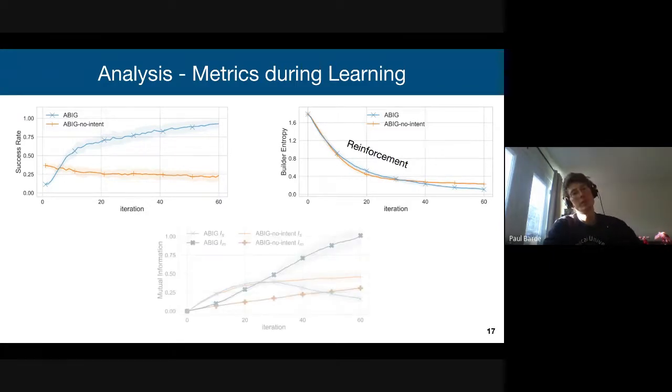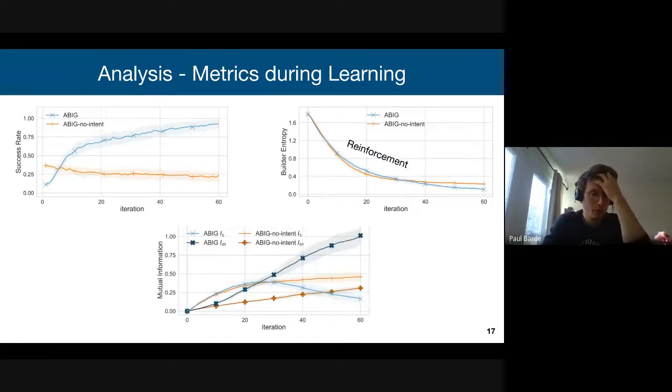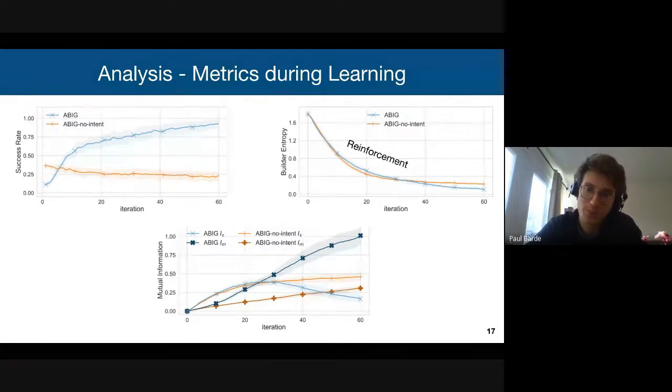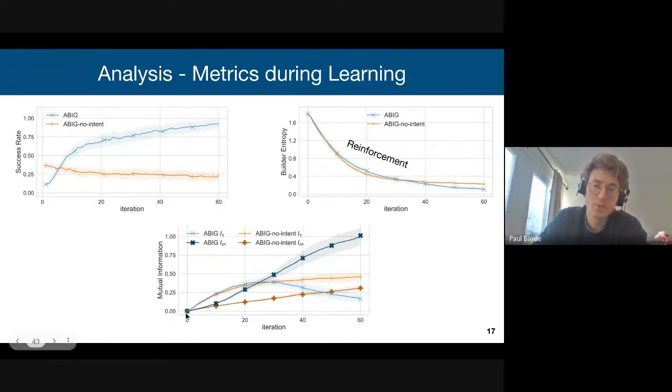And finally, maybe the most interesting finding is when we look at the mutual information between actions and states, or between actions and messages, for the builder's policy. What we see is that when you have the shared intent prior, the solution that works best, the mutual information between messages and actions increases, whereas the mutual information between states and actions eventually decreases.